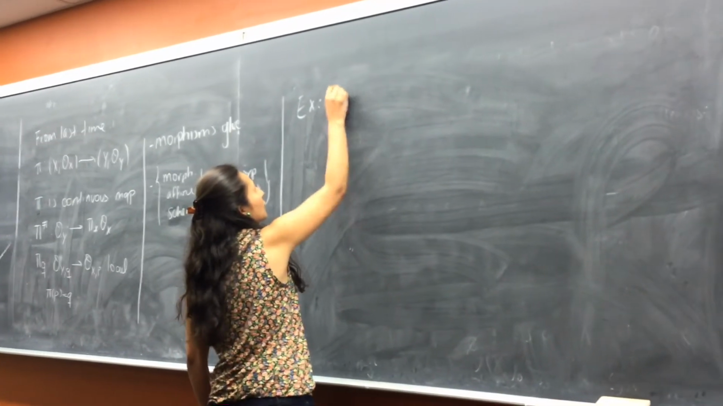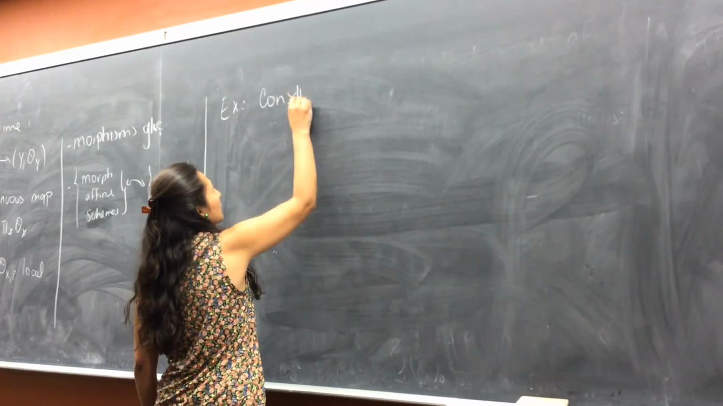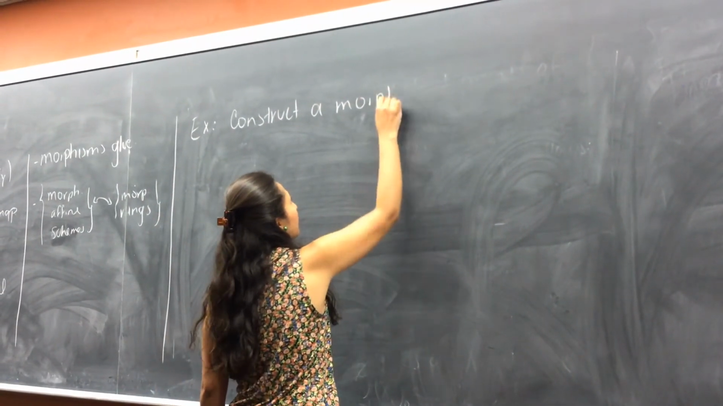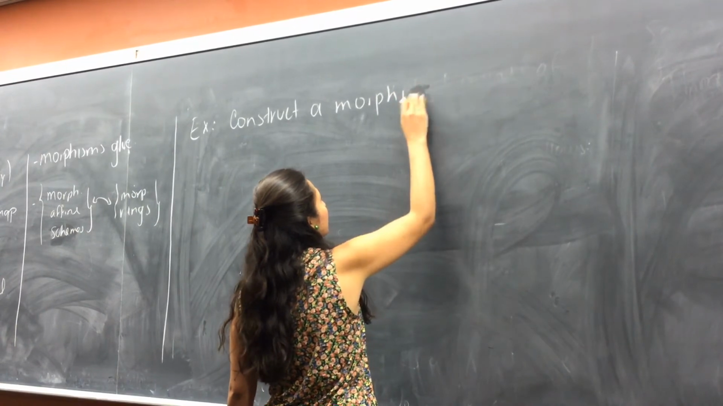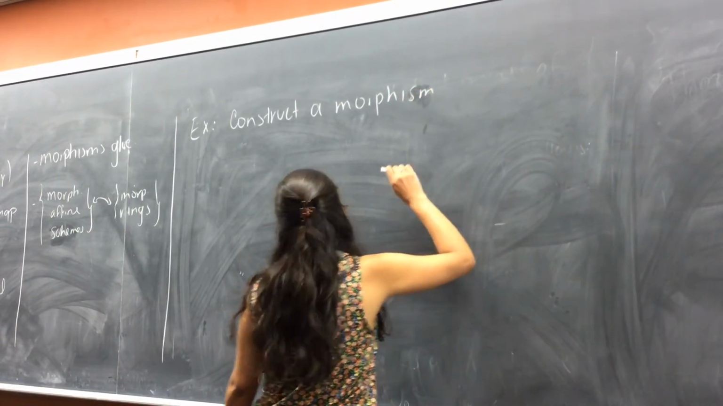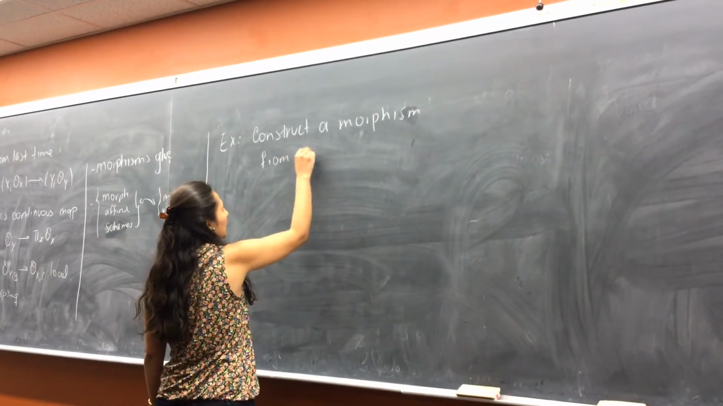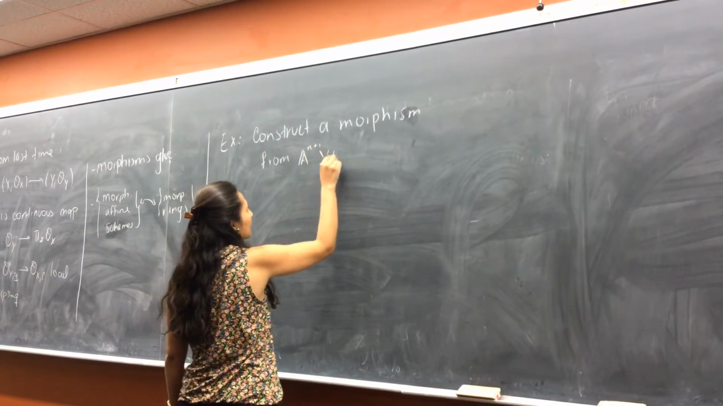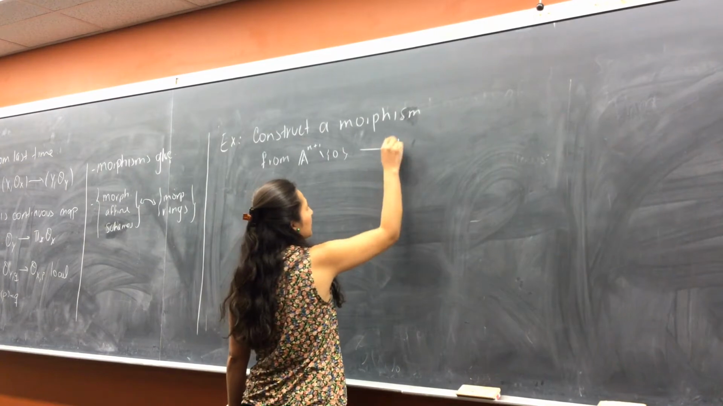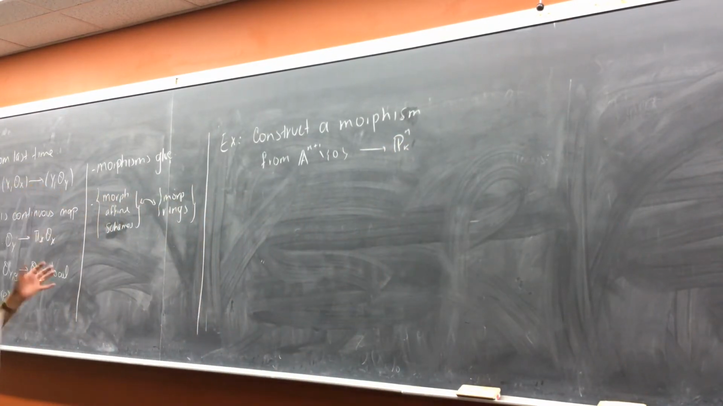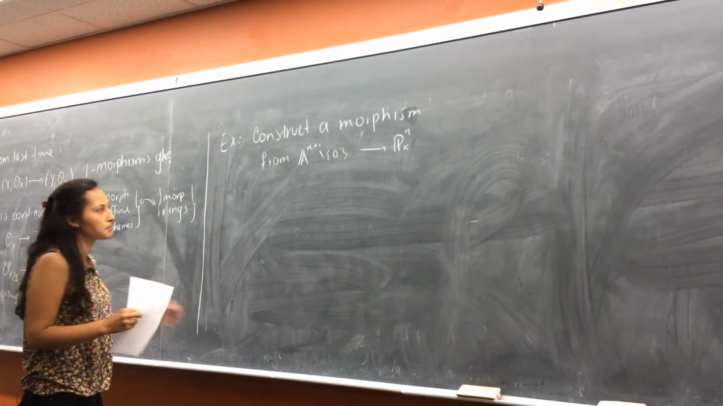Let's construct a morphism from A^{n+1} minus 0 to P^n_k. We'll try to describe one morphism that we could do by taking the affine pieces.